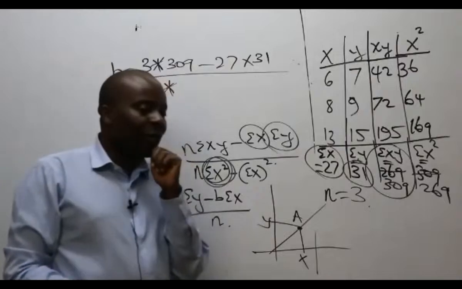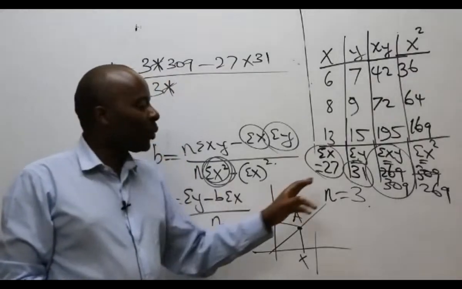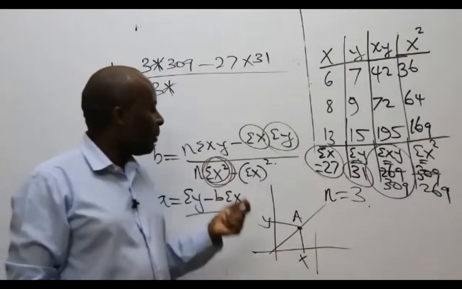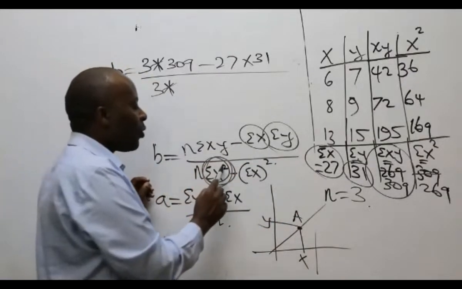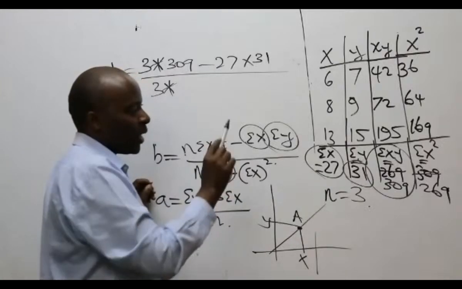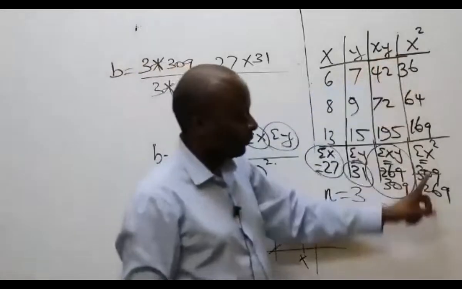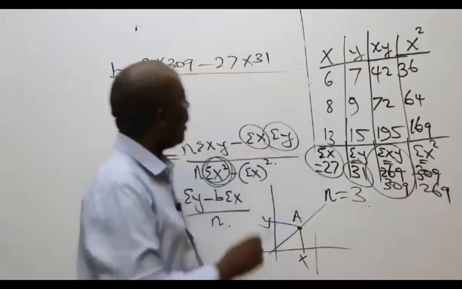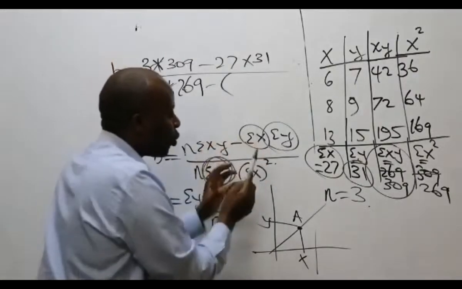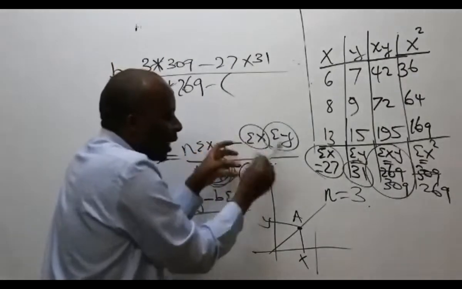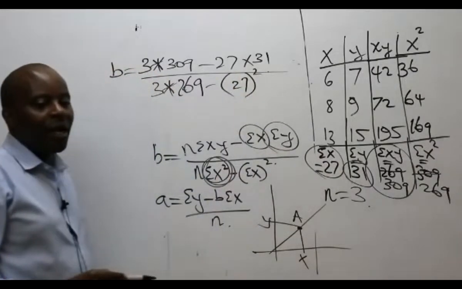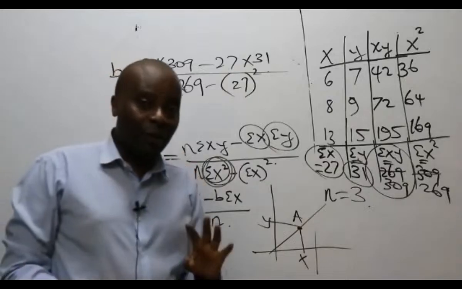Another student told me, teacher, summation x squared is equal to 27 squared. That is wrong. For summation x squared, first of all, they want you to square x alone. Summation of x squared is 309 minus, in brackets, summation of x, which is 27. Then outside the bracket, we square. So could you kindly do me a big favor?